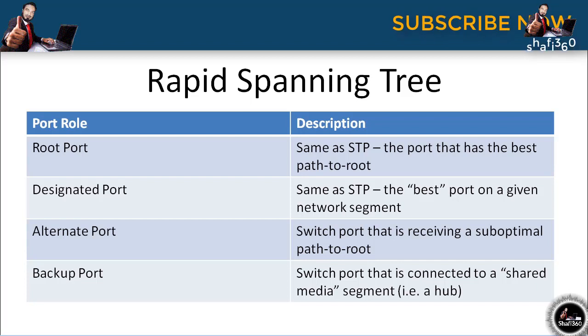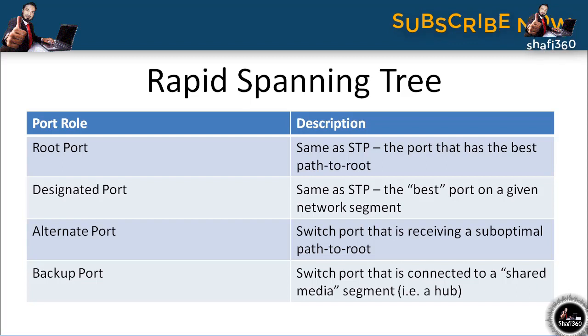And the last new port type in spanning tree is the backup port, and I've got a little network diagram on the next slide that kind of makes this a little clearer. But a backup port is a switch port that's connected to a shared media segment, i.e. a hub. So if you have a switch and it has 2 ports connected into a hub, one of them is going to be a backup port. Obviously it can't forward traffic out that backup port because it will create a loop in the network. So it's kind of like an alternate port, but it's an alternate port that's not connected to another switch.